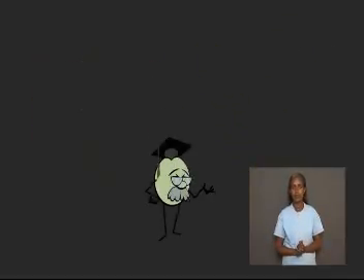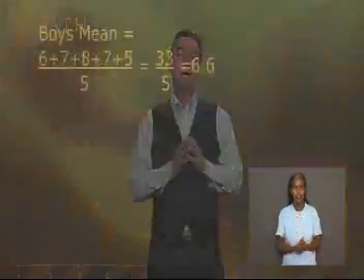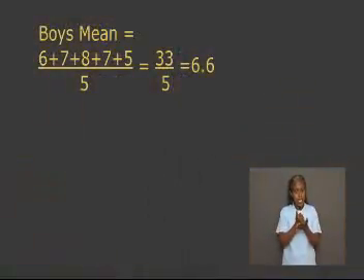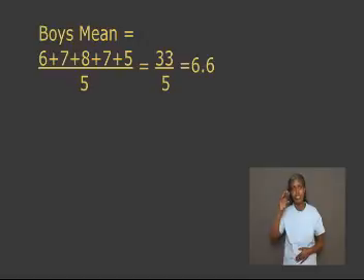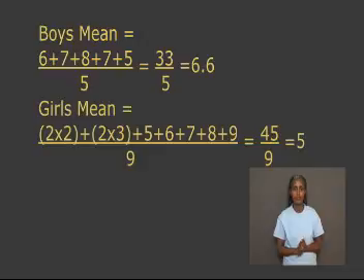Time's up. Let's get back to our lesson. Welcome back, students. I am sure that you did not find that too difficult. Let us review the answers, and you can see if you are correct. The mean score for the boys is 6.6. The mean score for the girls is 5.